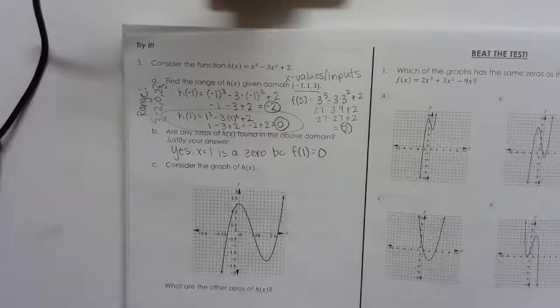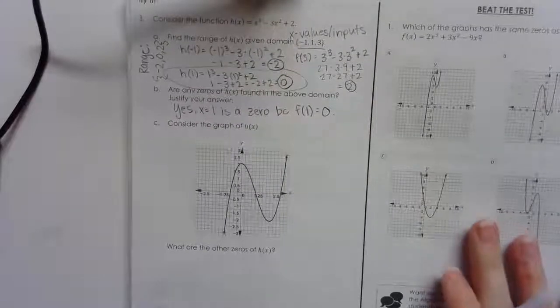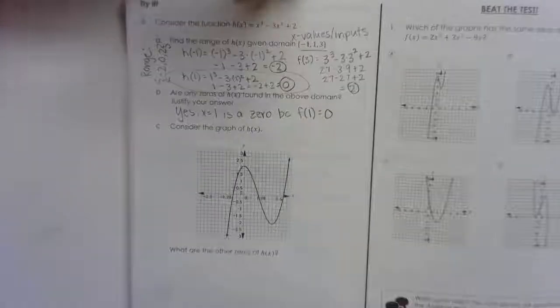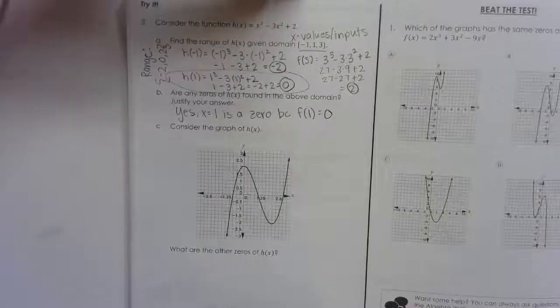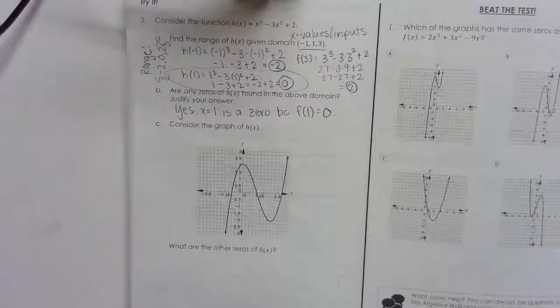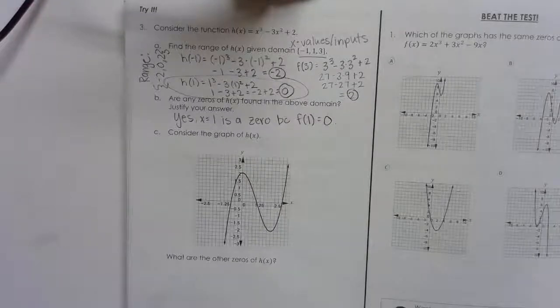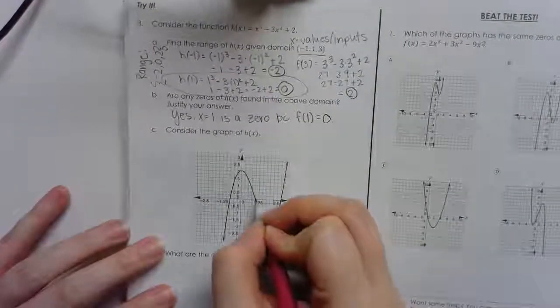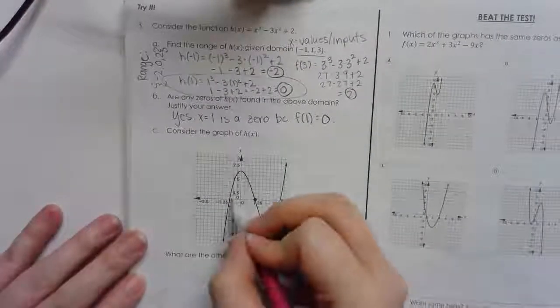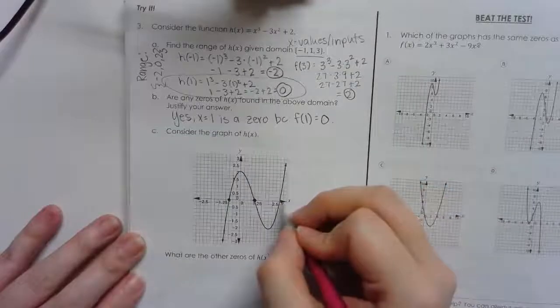Then consider the graph of h of x. What are the other zeros of h of x? This is the same graph from the beginning, the same graph as part A from where we just solved it. So this is the graph of that function. Let's look and see what the other zeros are. I already had that 1 was one of my zeros, so that is right here. My other zeros are right here and right here.